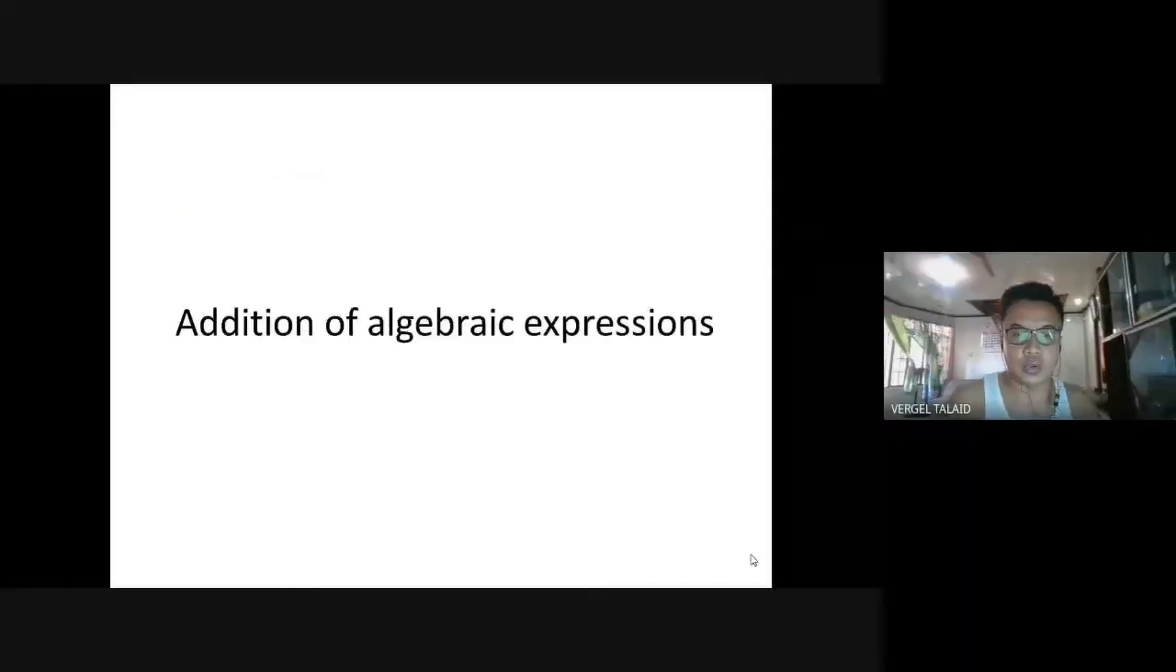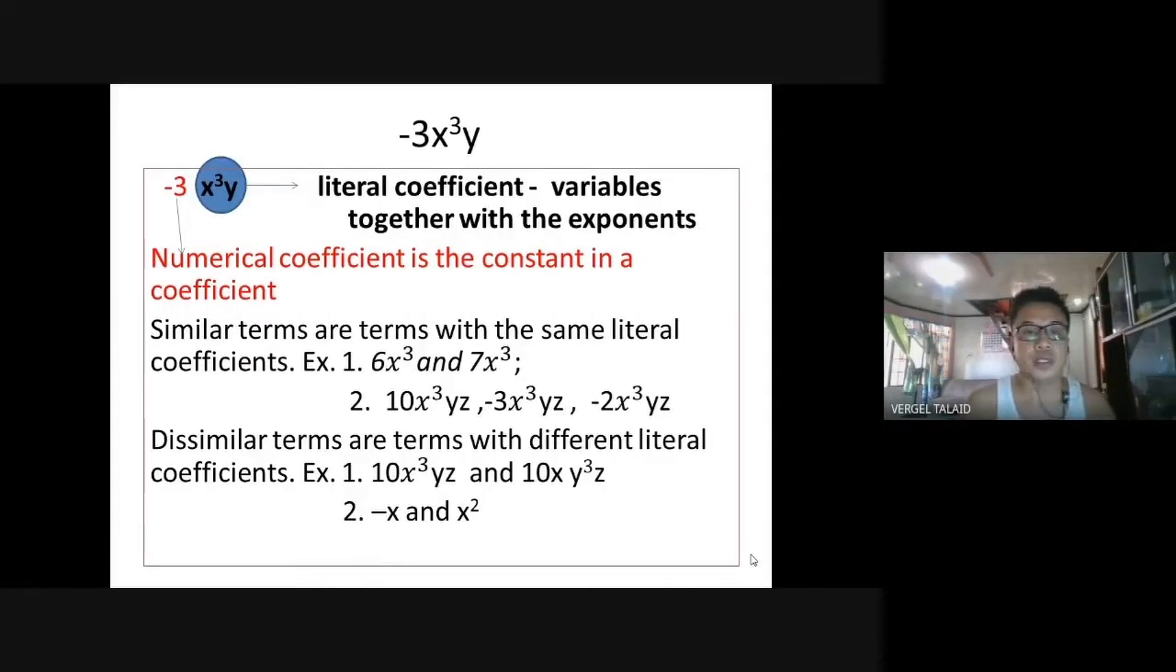Okay, so today we're going to have addition of algebraic expressions. But before that, let us define first numerical and literal. So if we have negative 3x cubed y, negative 3 is what we call the numerical coefficient. So what is a numerical coefficient? It is the constant in a coefficient, while x cubed y is what we call the literal coefficient. These are the variables together with the exponents.